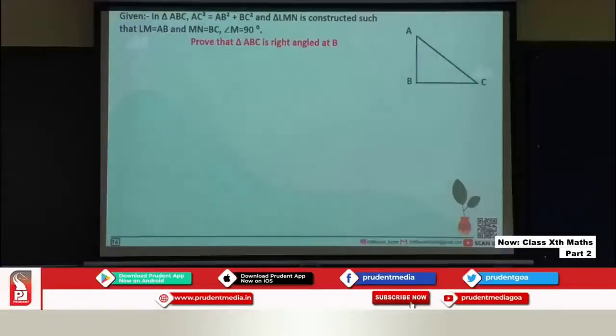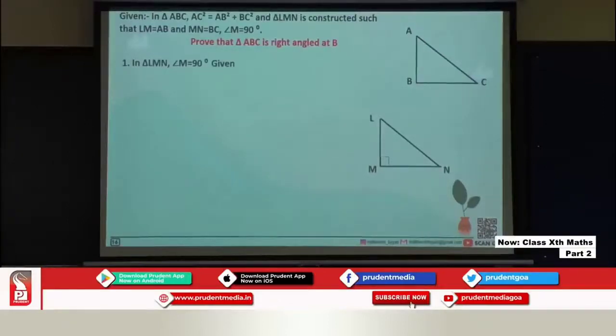So I have a triangle ABC, and in this triangle ABC, AC square is equal to AB square plus BC square, which is given to us. Now we have to construct triangle LMN, but what we have to keep in mind is that LM is equal to AB and MN is equal to BC. So it will be something like this. Based on that, I have drawn the figure, taking those measurements. And angle M, when we are constructing, we kept in mind that it is 90 degrees.